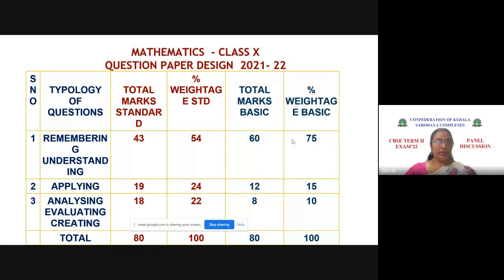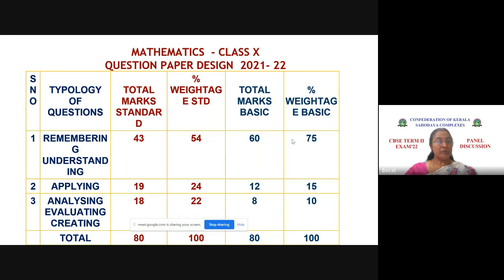First of all, we discuss the question paper design provided by CBSE. In the month of March, CBSE has given this question paper design, which they have given out of 80 marks, and the weightage is in percentage. Both the standard and basic you can see here.